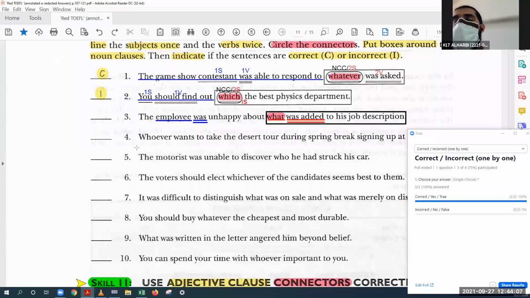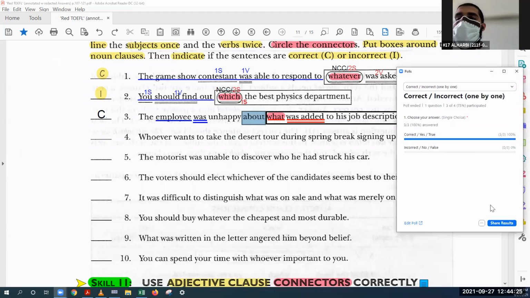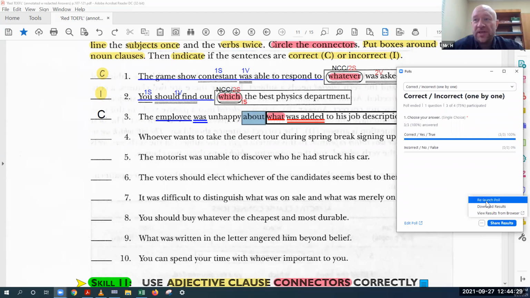Good. And then a box, what's in the box? What was added to his job description? Noun clause, right? Noun clause. And what does it follow? It follows a verb, not a preposition. All right, yes. Guys, here we go. Let's do number 4. You got 30 seconds. Go ahead.